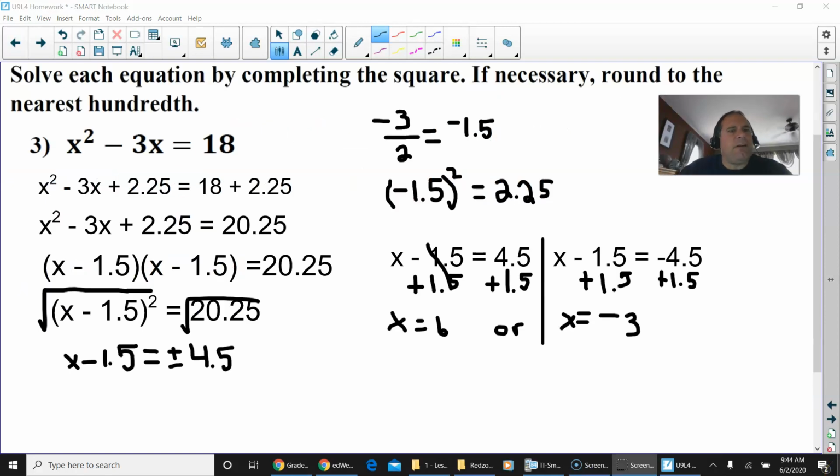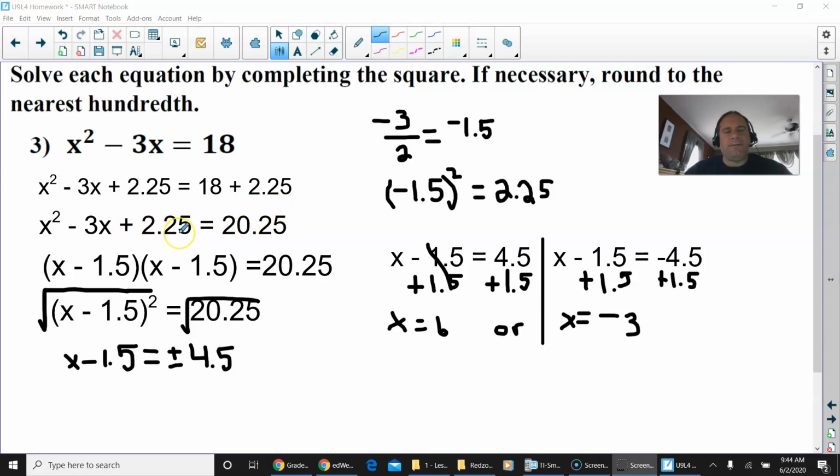Okay, so x squared minus 3x equals 18. The first thing I did was -3 divided by 2 equals -1.5. -1.5 squared equals 2.25, and that's what you add to both sides of the equation up here. So you have 2.25 added to the right side as well. You have x squared minus 3x plus 2.25 equals 18 plus 2.25, which is 20.25.